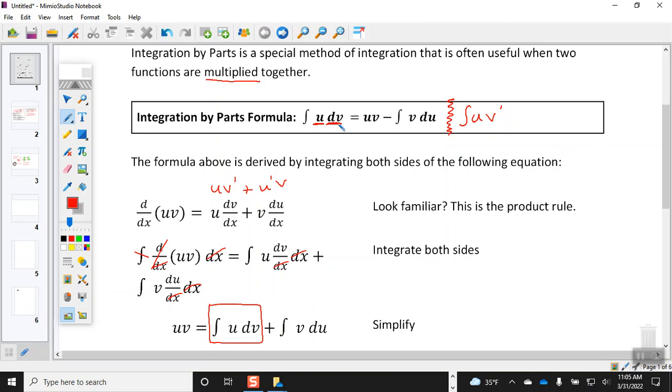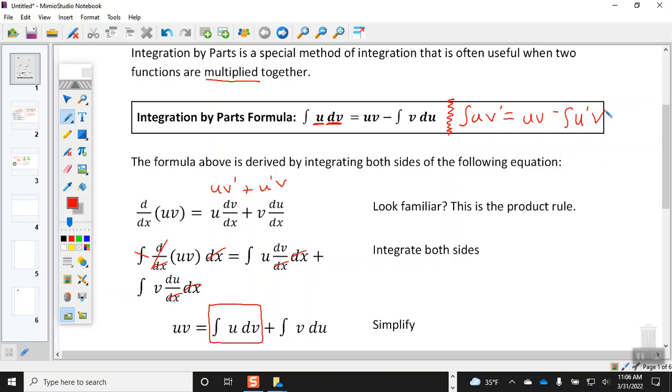This is simply going to equal u times v. That's that part of the formula. Minus the integral of, what am I going to write, v times u prime. So I'm going to write it this way as u prime times v. That's what we're really looking to accomplish today.